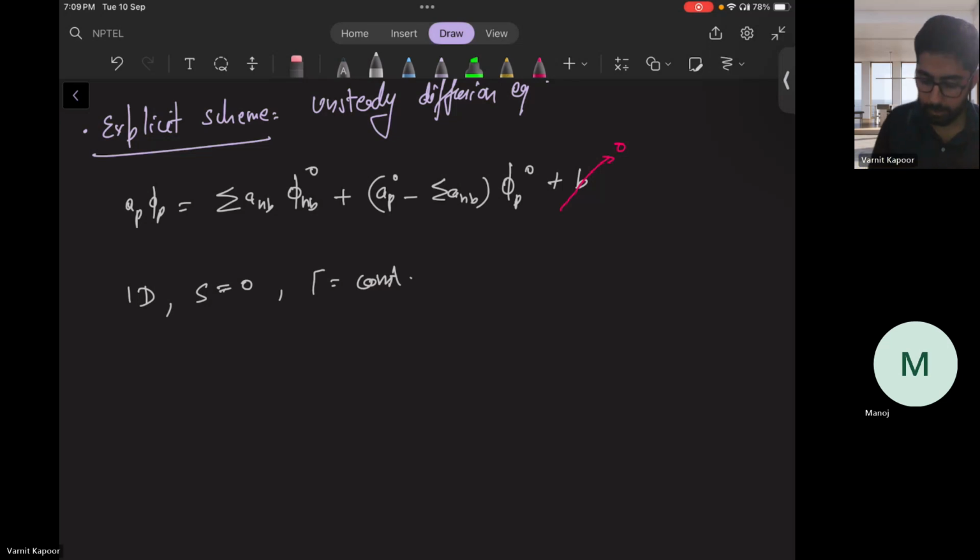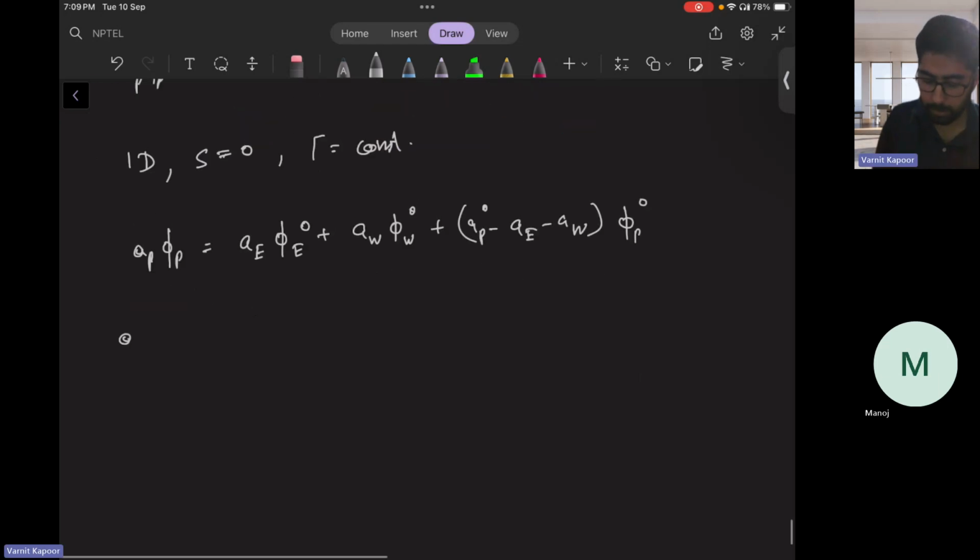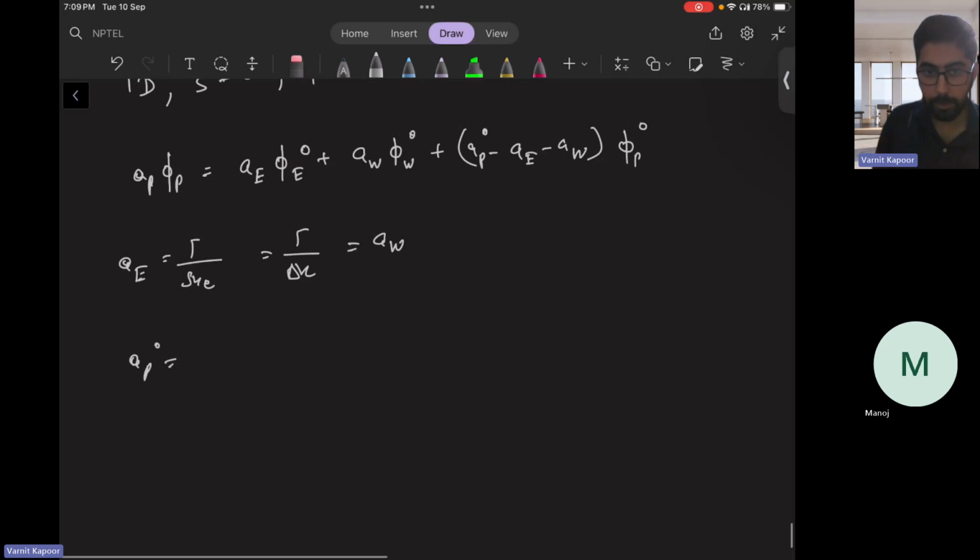So how can we write this equation? AP phi P is equal to AE phi E naught plus AW phi W naught plus AP naught minus AE minus AW times phi P naught, where AE is gamma by del x, which will be equal to AW because of uniformity. And AP naught is equal to rho del V over del t, which for 1D is del x over del t, and that will be equal to AP because source is 0.